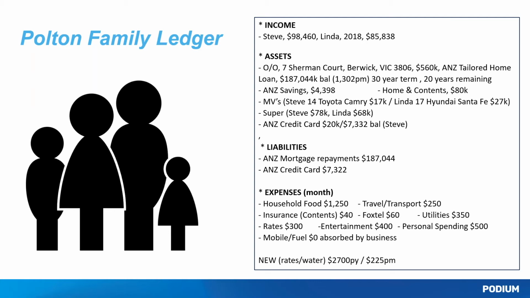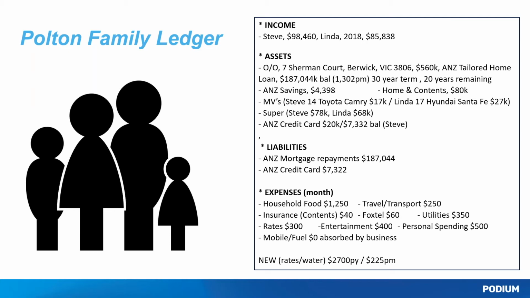Expenses, okay. Household, absolutely realistic. Travel, utilities, entertainment. Okay, so a zero figure for mobile devices and fuel, so that's absorbed by the business. And more than likely, they're expecting new expenses with rates and water. Okay, pretty realistic financial ledger for a married couple with a business for 18 years underneath their belt. So not a bad summary of what their financial position is.